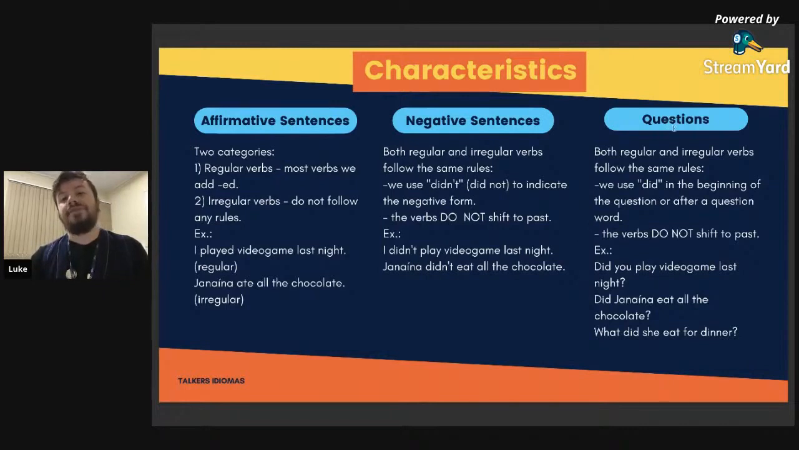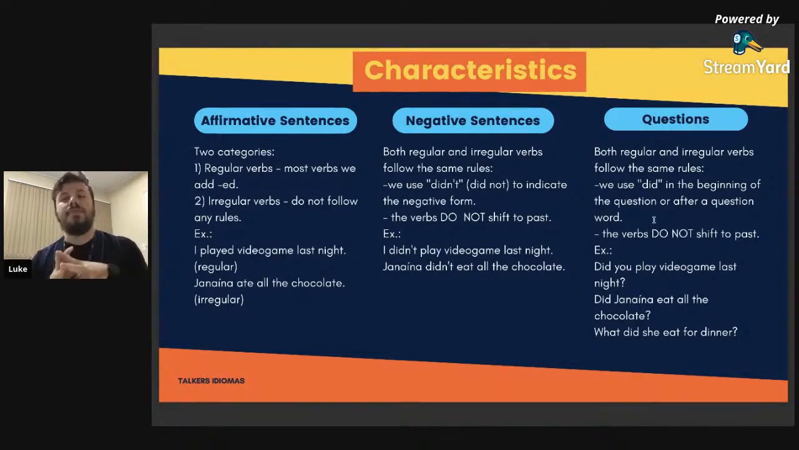Then we also have the question form. The question form is also easier than the affirmative sentences, for the same reason that it is easier for negative sentences. Both regular and irregular verbs follow the same rules. So basically we have to use did as an auxiliary to ask our questions. So did goes at the beginning of the question or after a question word.